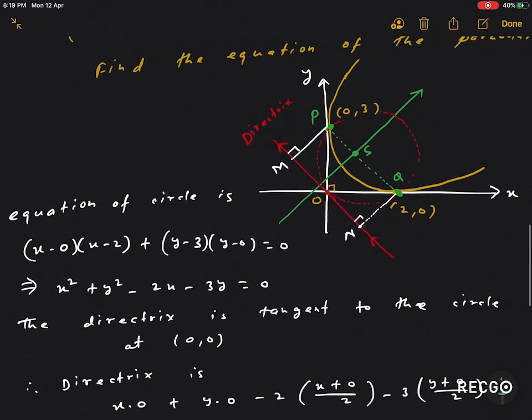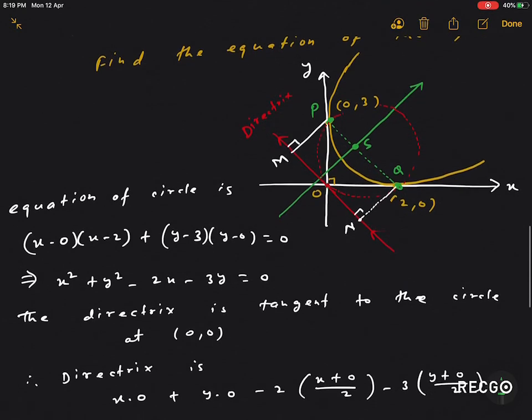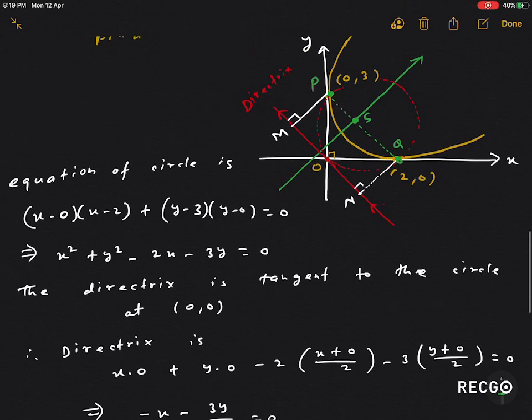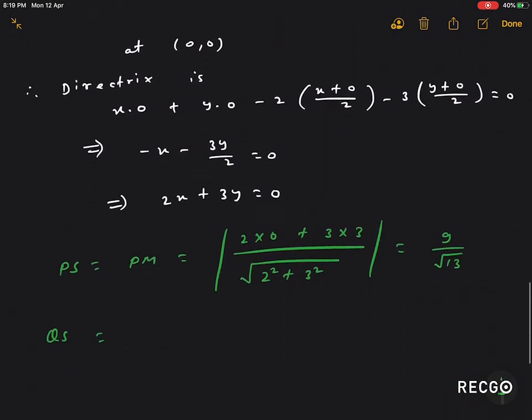And then from there we have to find the equation of this. The length of PS equal to PF, that is equal to 2 into 0 plus 3 into 3 divided by root of 2 square plus 3 square, that is equal to 9 divided by under root 13, right? So this is your PS.